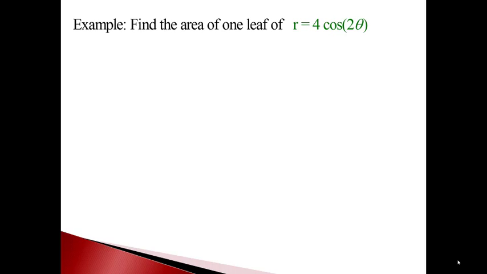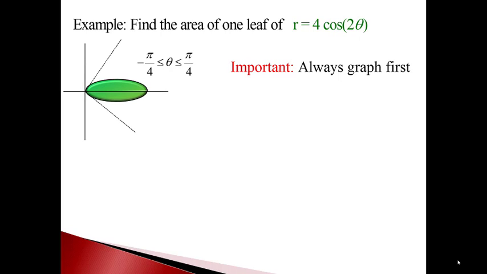Find the area of one leaf of r equal 4 cosine 2 theta. We will probably find that the most difficult part of the problem is deciding on the limits of integration. A sketch of the region will help with this. One leaf is shown in the figure. Theta goes from minus pi over 4 to pi over 4.